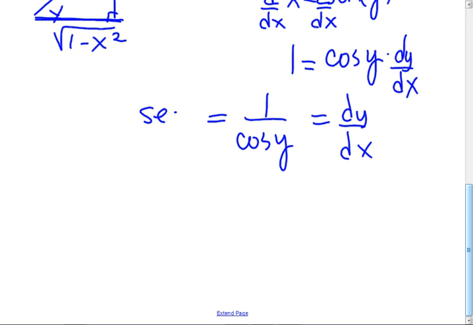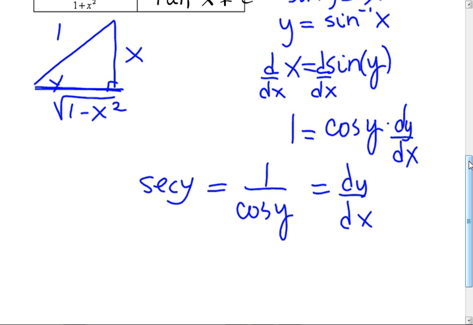I'd like to do that because that's actually easier than doing reciprocals. Okay, what's the secant of my angle? The cosine is square root of 1 minus x squared over 1. Secant is 1 over that.